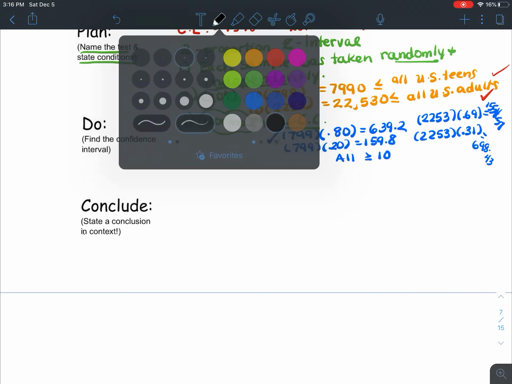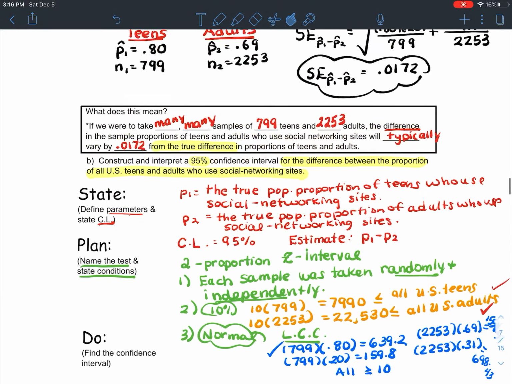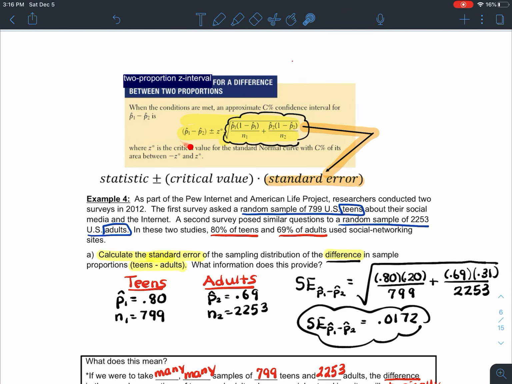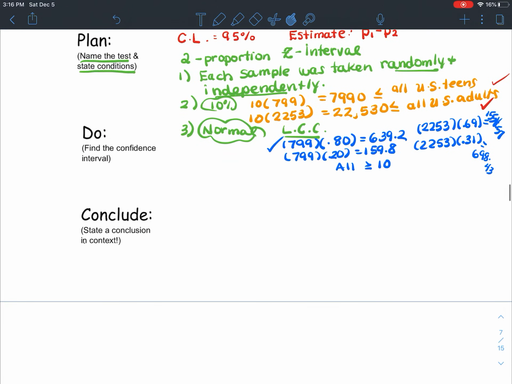Okay, when we move down to the do step, this is where we're actually going to find the confidence interval. You can glance back up at the top and see this would be using this full-blown formula here. I'm going to jot down these substitutions into the formula, but I'm going to show you how to do this on the calculator, because this is a really big formula. So it would look like p hat sub 1 minus p hat sub 2. That's what we're putting there on the left. We need to put our z-score here, and we'll fill that in in just a minute.